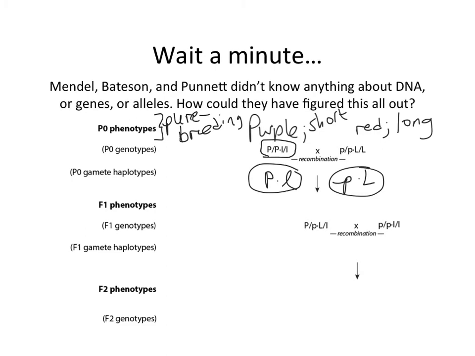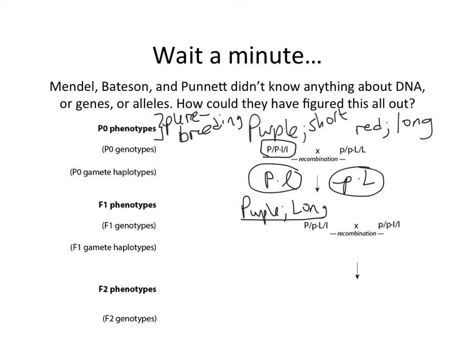What do the F1 plants look like? What are their phenotypes? Those dihybrids have a capital P and a capital L, those are the dominant alleles. So all of the F1 produced from that cross are going to be purple flowered, long pollen.